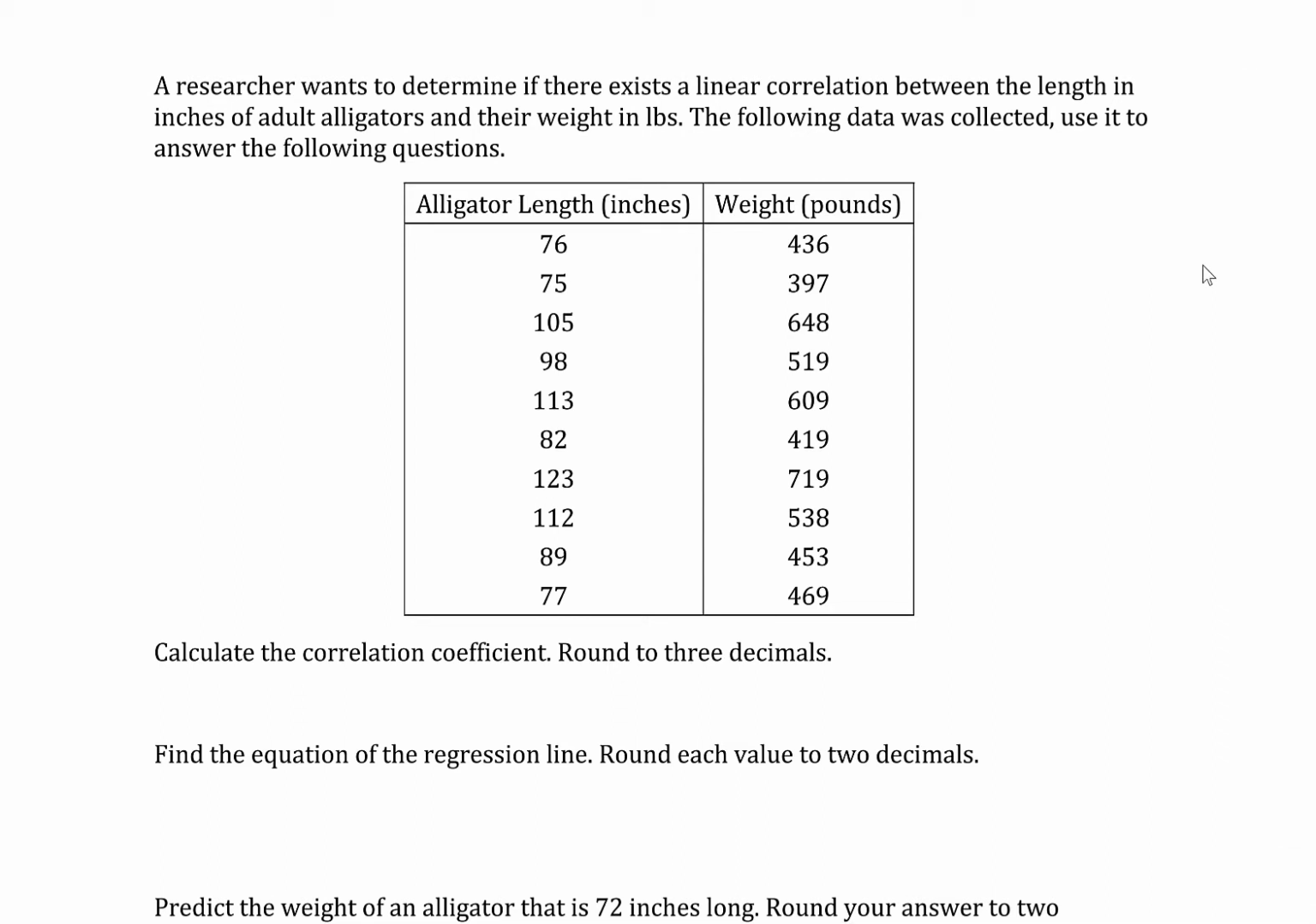So we have some different lengths of alligator, and we want to see if that's a good predictor of its weight. So our input variable is going to be the alligator length, and the output variable, the dependent variable that is, will be its weight in pounds. Now, the first thing we need is the correlation coefficient.